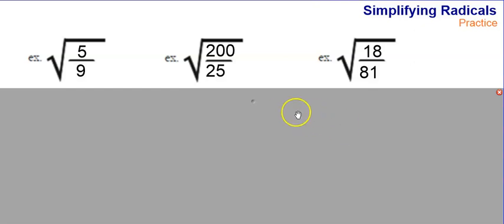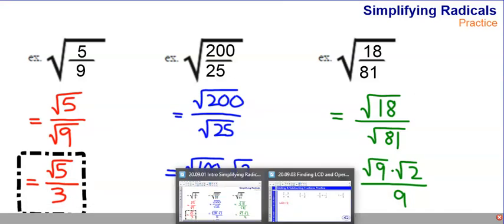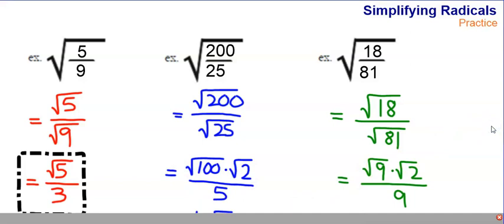And we're back. All right, here we go. So I'm going to just only scroll down to this point right here because I want to focus on the first example. We have 5 over 9. Split that apart. Square root of 5 over square root of 9. And the square root of 9 is the only thing that can be broken apart, and the answer is square root of 5 over 3.